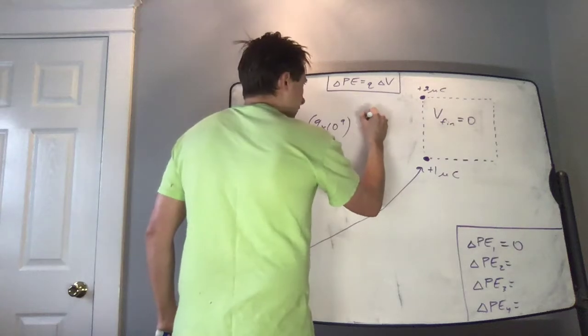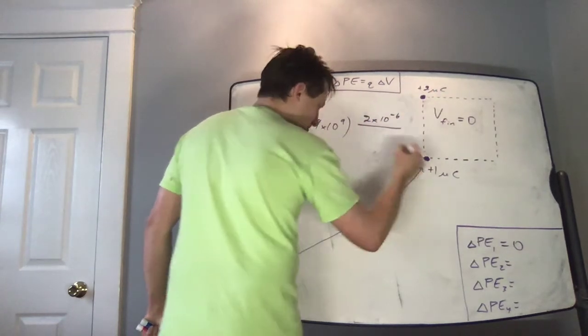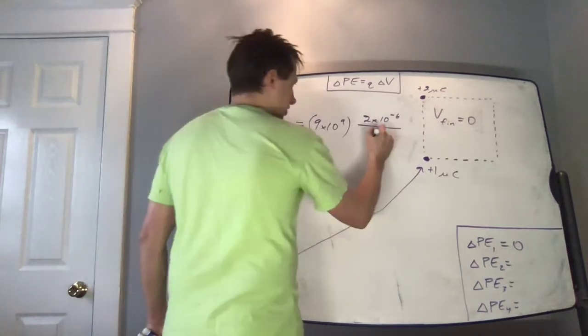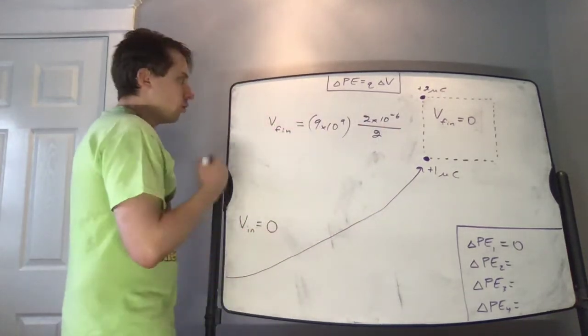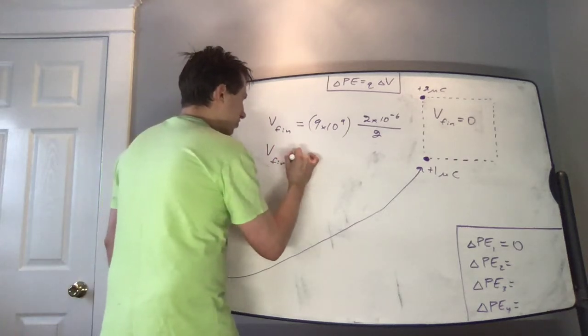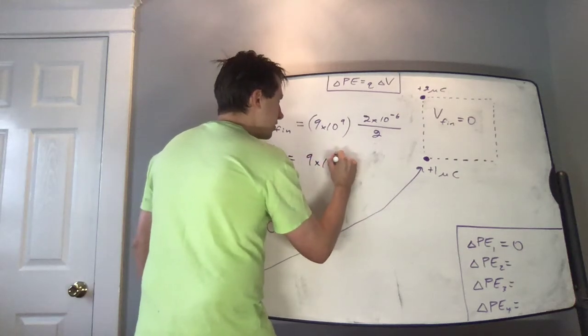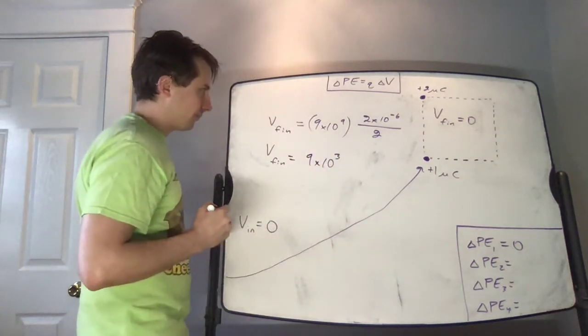So here I will have 2 times 10 to the -6, and then the square has a side length of 2 meters, so divide by 2. When I put this number through a calculator, I get V final is going to be equal to 9 times 10 to the 3, or 9,000 volts.